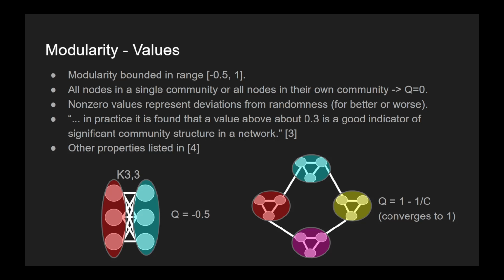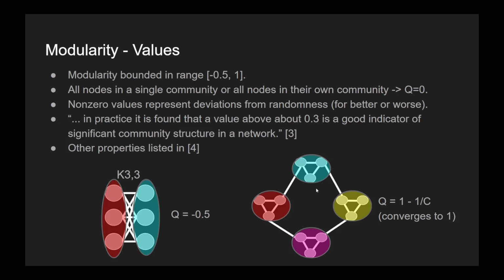Now, an example of how you can hit those bounds is if you look at a bipartite graph and you put all of one partite in a community and all of the other in a different community, you can see that's sort of a very bad case because there's no edges between nodes in the same community, but there's a lot of edges pointing out. And if you look at the modularity of this graph, you'll see it's negative 0.5.